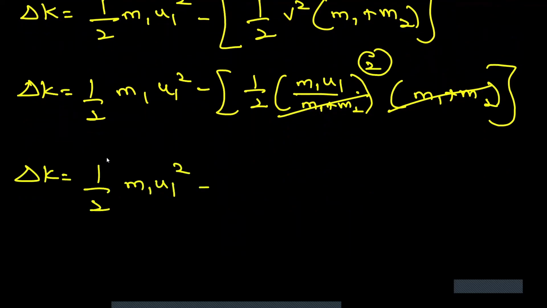Okay. Minus, what all is remaining? I'll write properly, careful. Half is remaining. The m1 u1 square is remaining. m1 u1 square is nothing but m1 square into u1 square. Whole thing divided by m1 plus m2.